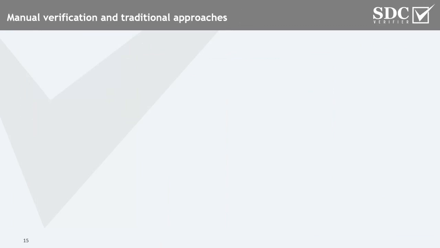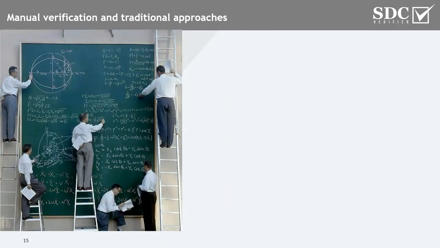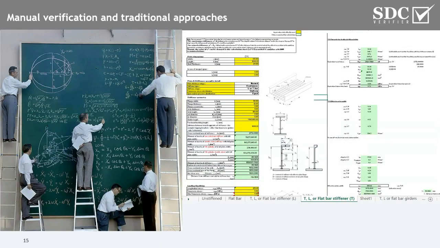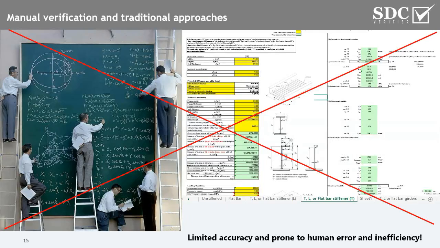We could say that many crane owners or companies do some preliminary calculations, let's say hand calculations or following some spreadsheets. But the biggest drawback is that when we have such complex problems, we also have limited accuracy, and these calculations are prone to human errors and inefficiency.